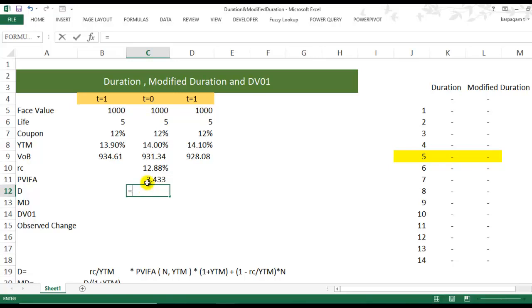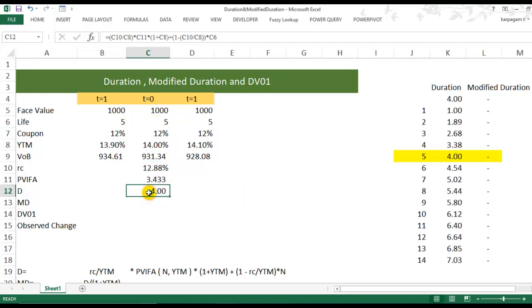The duration is given by RC divided by yield to maturity into PVIFA into 1 plus yield to maturity plus 1 minus RC divided by yield to maturity into the life. 4 years. I hope you remember this 4 years. We had gotten in the previous example also.